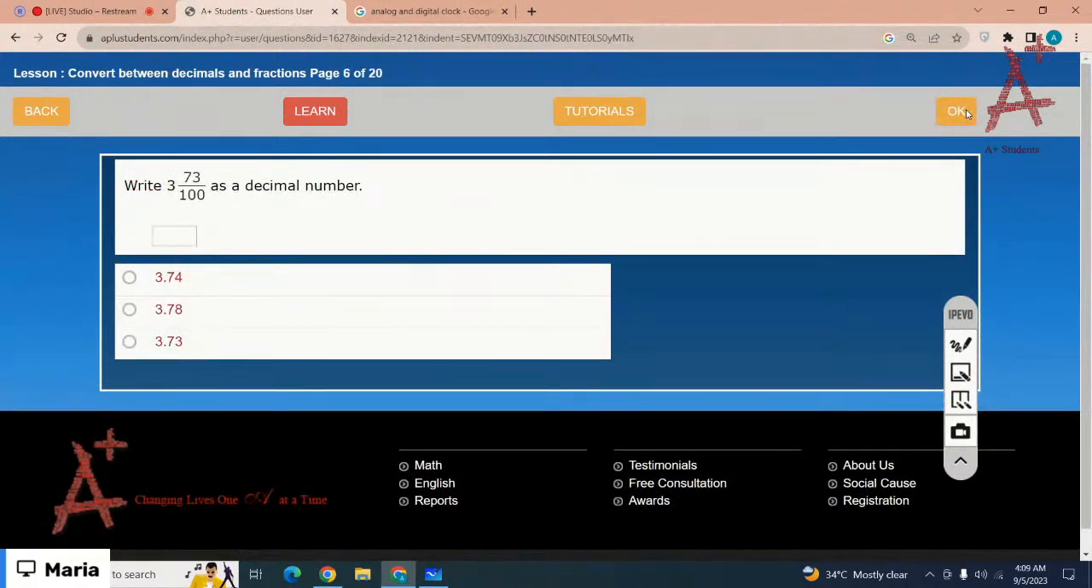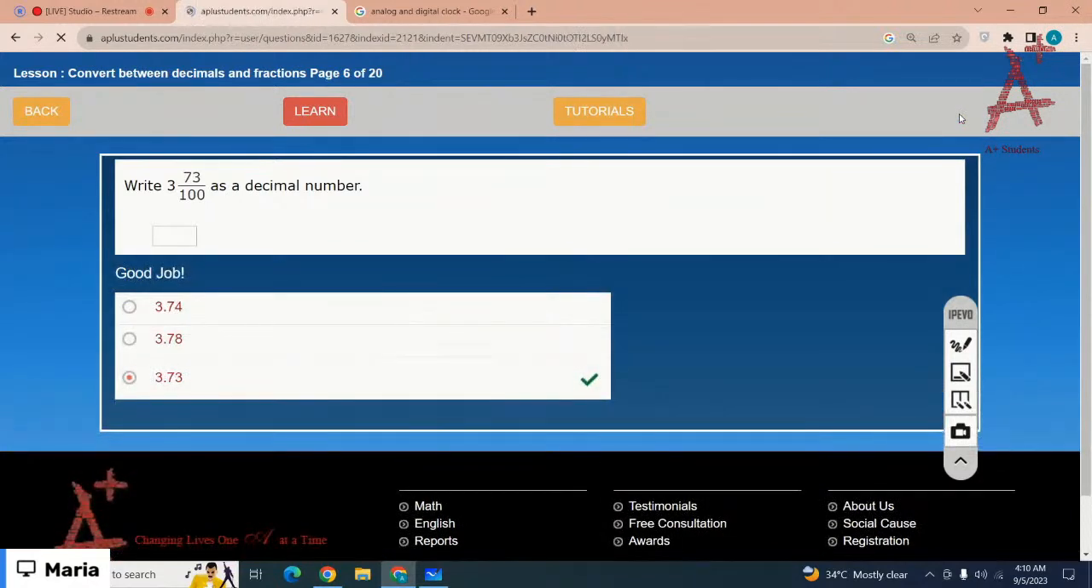Write 3 whole 73 over 100 as a decimal number. So which is the correct option? 73 is divided by 100, right? 3 is the whole number. That means you have to move the decimal point two places left. So it is 3.73, the correct option. The last option is the correct option.